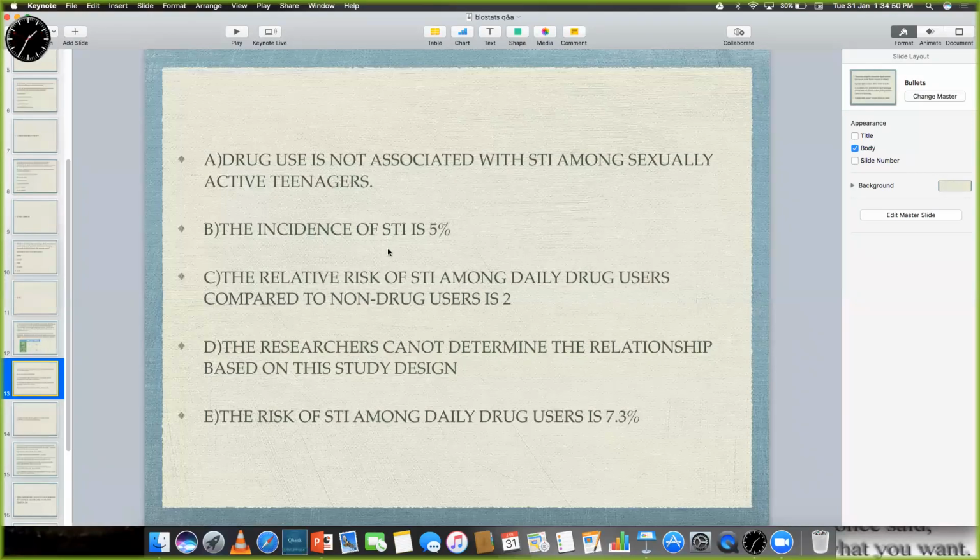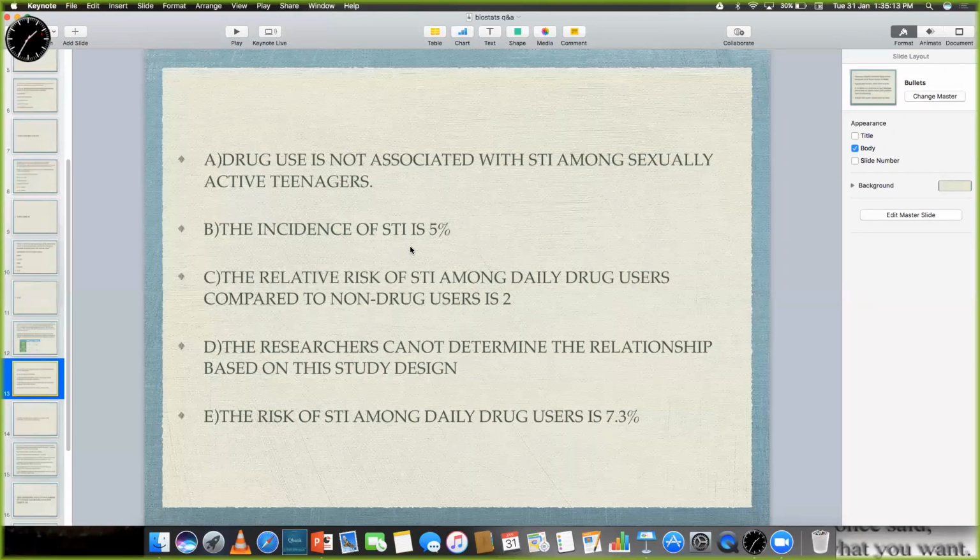For the incidence of STI, the purpose of this question is to make you aware of the fact that you can't calculate incidence with a 2x2 table. All the information that you can derive is sensitivity, specificity, positive predictive value, negative predictive value, and prevalence. Prevalence is one more thing that you can derive out of it.